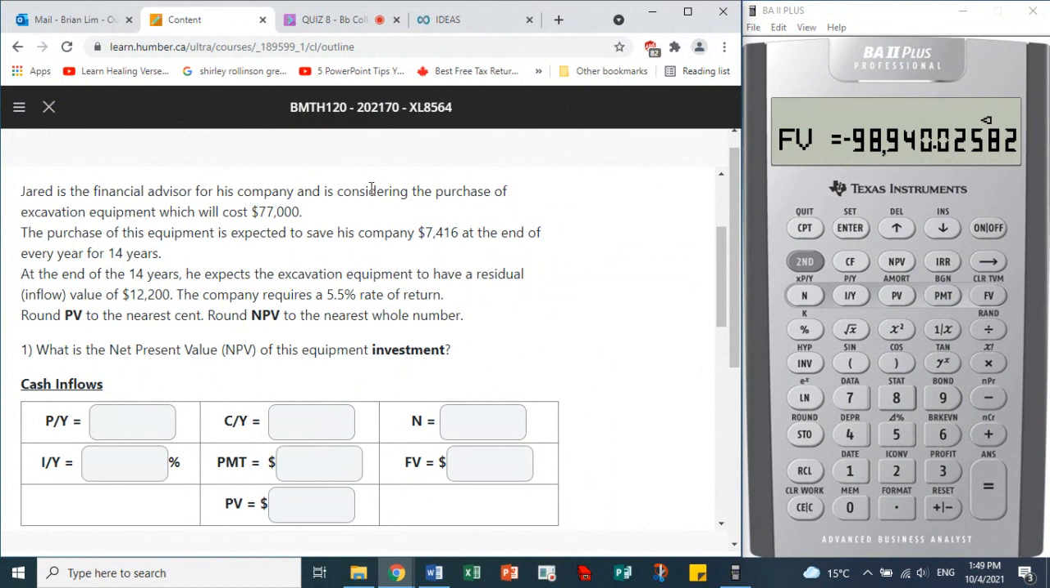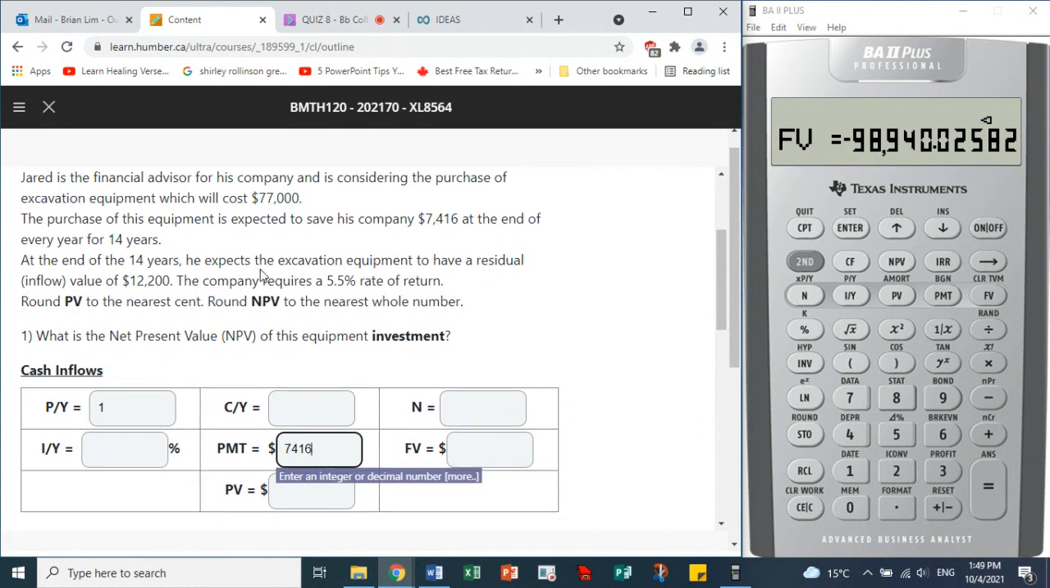So Jared is a financial advisor. Same idea. The purchase of the evacuation equipment is $77,000. The purchase of this equipment is expected to save the company 7416 at the end of every year for 14 years. So let's put it in. 7416 is the payment. It's at the end of every year, so that's what we need for PY. So PY is 1.